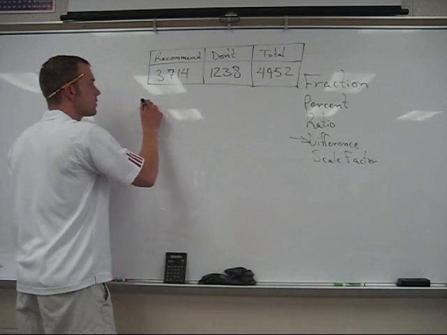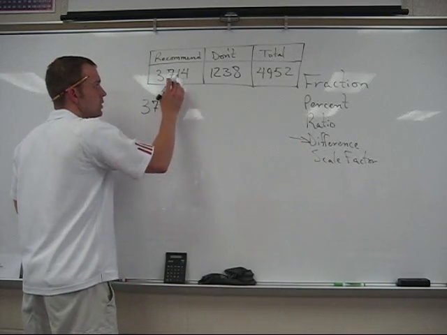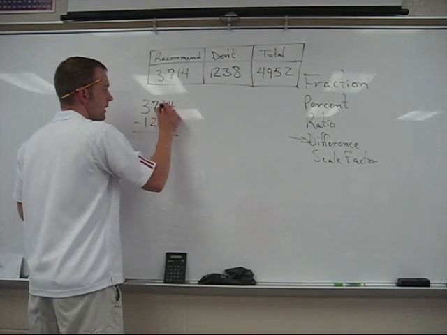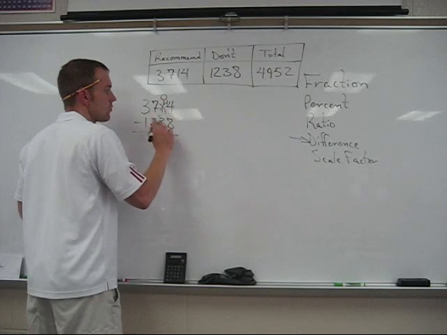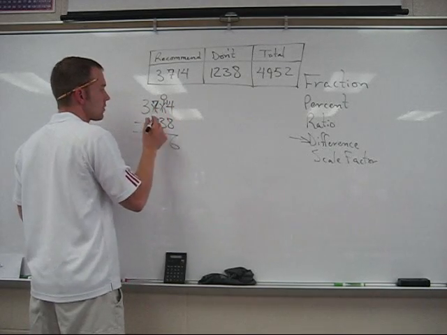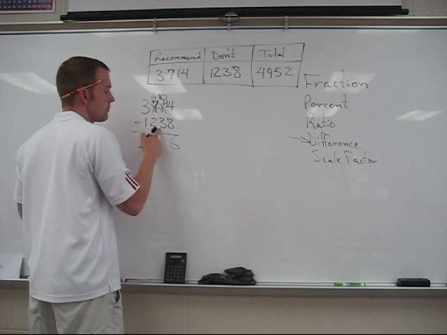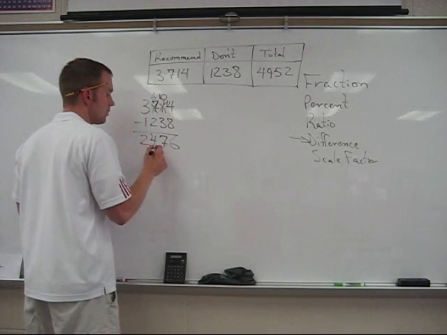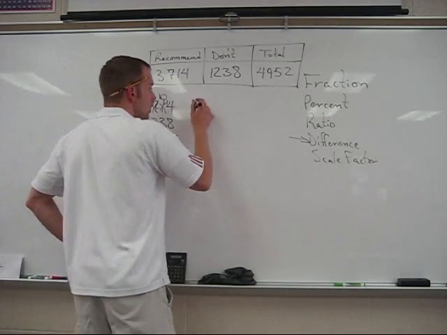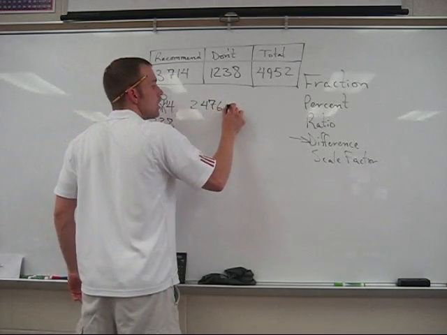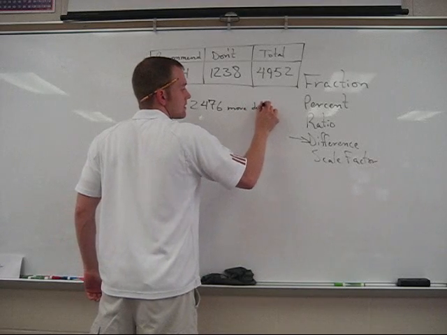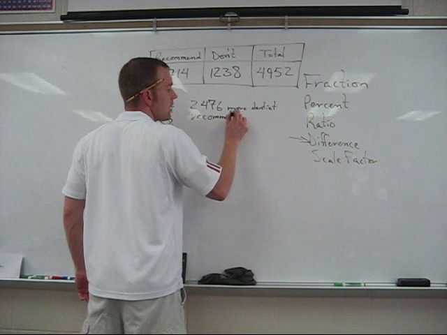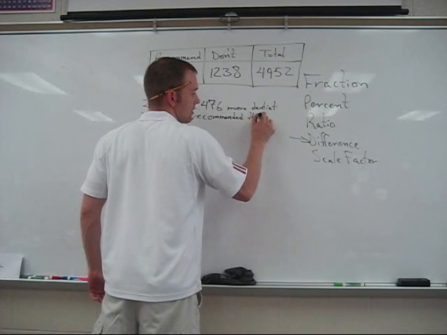Okay, so we say, all right, the difference between this, which was the number that recommended, and the number that did not recommend, subtracting, we say, okay, got to borrow, make this a 0. 14 minus 8 is 6. We do need to borrow from the 7, making it a 6. So now we have 10 minus 3 is 7. 6 minus 2 is 4, and 3 minus 1 is 2. So here's what we can rightfully say. 2,476 more dentists recommended that we chew this company's gum than those that didn't.